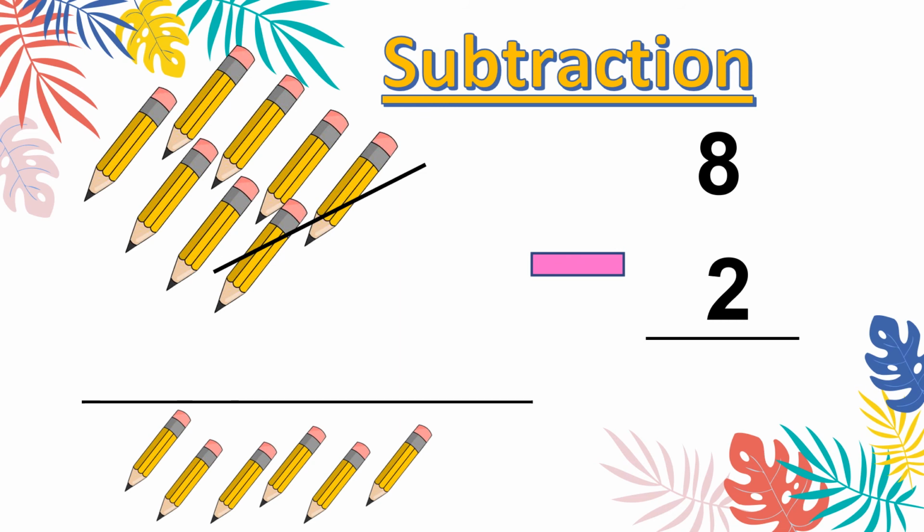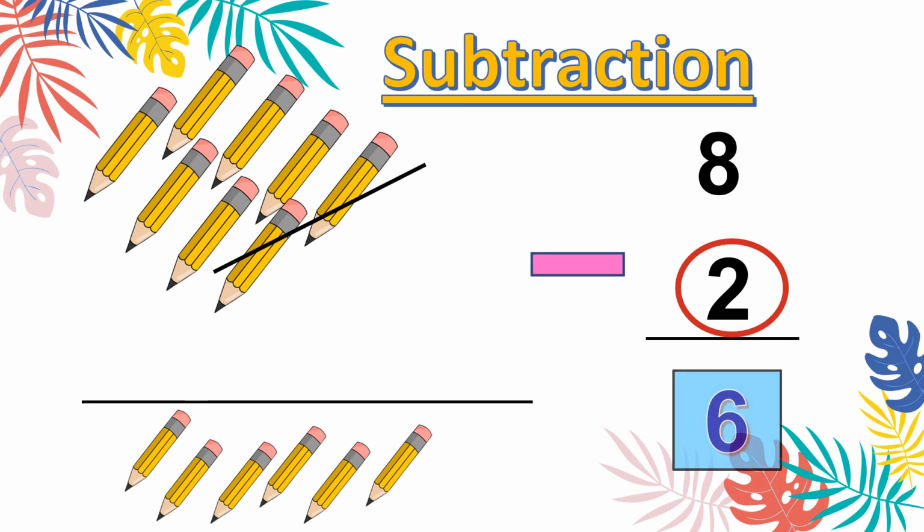Okay, now we have here 8 minus 2. What should I do? Circle the smallest number, 2. And count after 2. After 2, 3, 4, 5, 6, 7, 8, 9. No, stop. 8. How many fingers do you have now? 6. So the difference is 6.